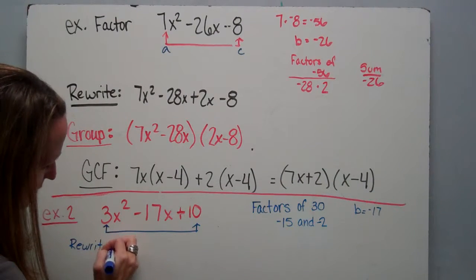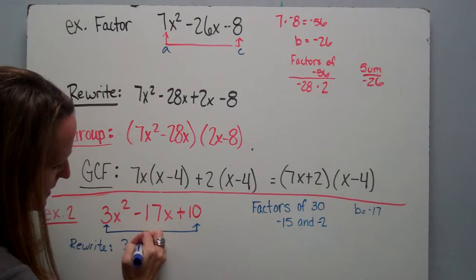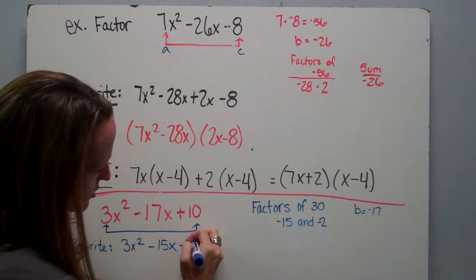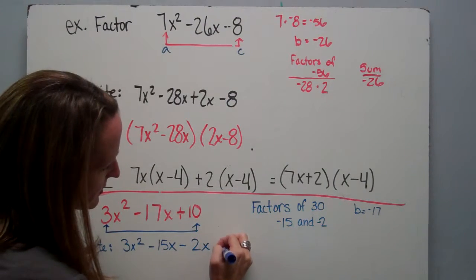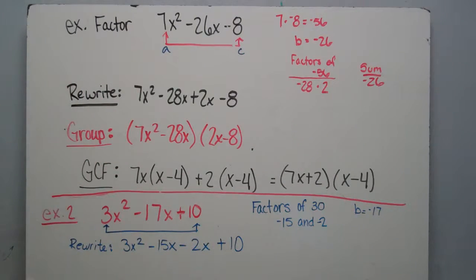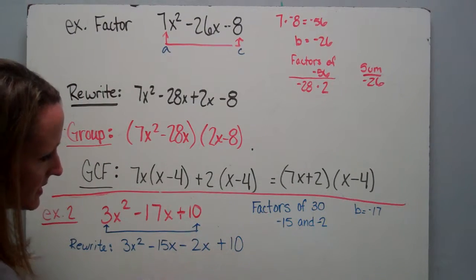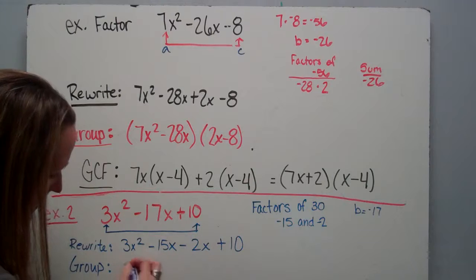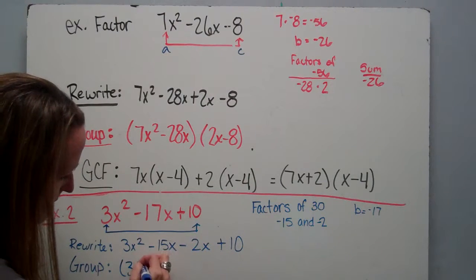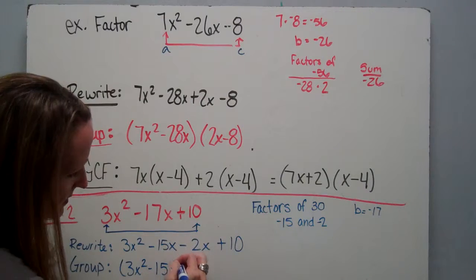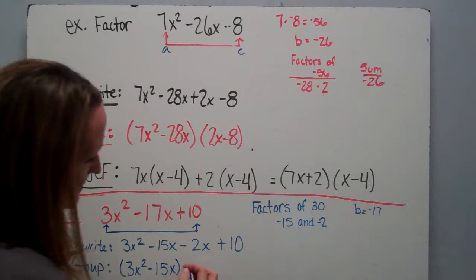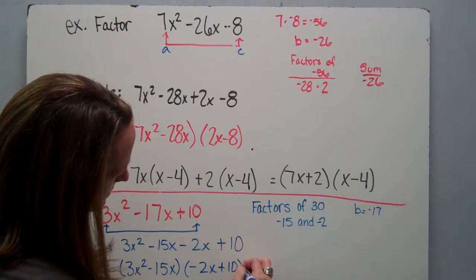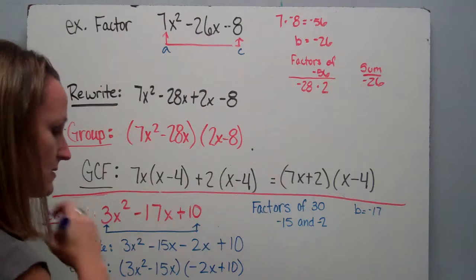Okay? I rewrite this, I get 3x squared minus 15x minus 2x plus 10. Okay, so all I did was write this in expanded form. Group it. Okay, so I'm going to put 3x squared minus 15x in my first set of parentheses. And I'm going to put negative 2x plus 10 in my second set of parentheses.